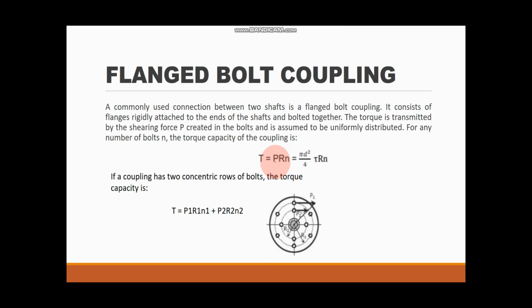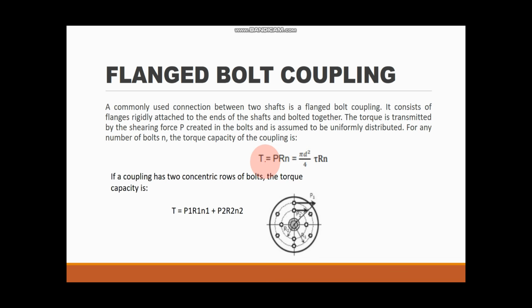So next is the flange bolt coupling. Flange bolt coupling is another sort of connector between two arrangements of flanges, and the flanges are fitted or provided at the end of the shafts. The flanges are tightened together by means of a number of nuts and bolts. So the torque is transmitted by the shearing force P created in the bolts and is assumed to be uniformly distributed.